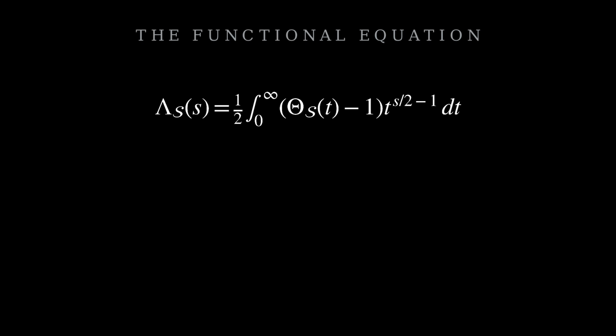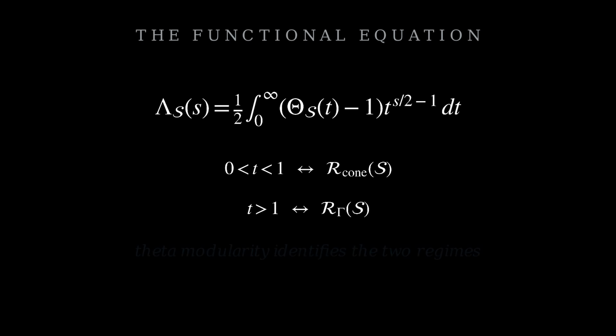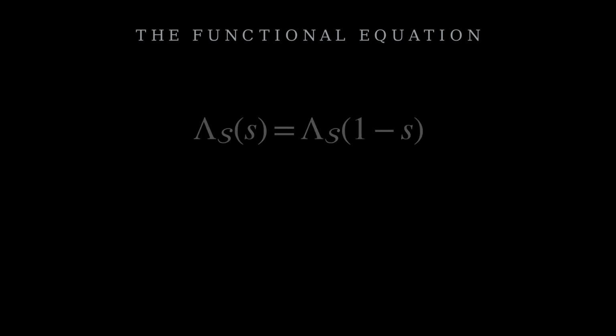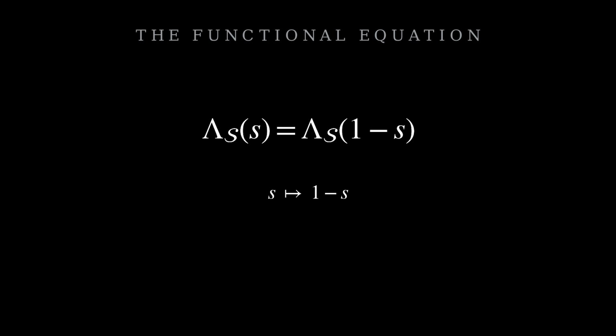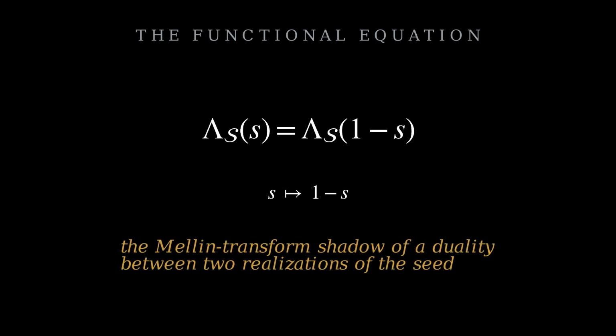Now the completed zeta function arises as the Mellin transform of a theta trace. Split the integral at t equals 1. The small time part corresponds to the cone localized realization. The large time part corresponds to the dual Gamma organized realization. Theta modularity identifies these two regimes, and after the Mellin transform, this realization level duality becomes the functional equation, Lambda of s equals Lambda of 1 minus s. So the symmetry s goes to 1 minus s is not primarily a symmetry of the complex plane. It is the Mellin transform shadow of a Fourier-Poisson duality between two realizations of the seed.